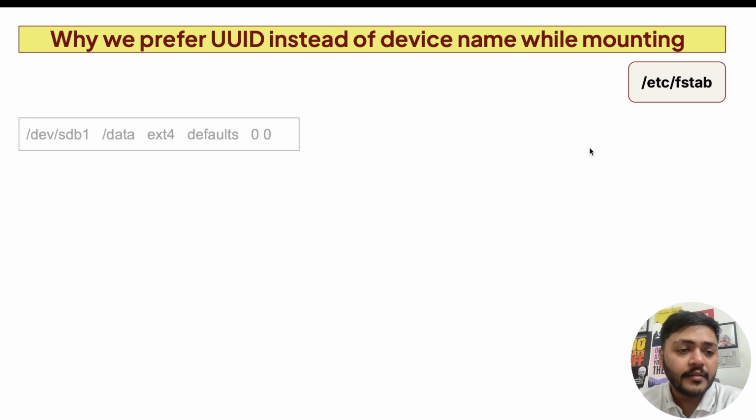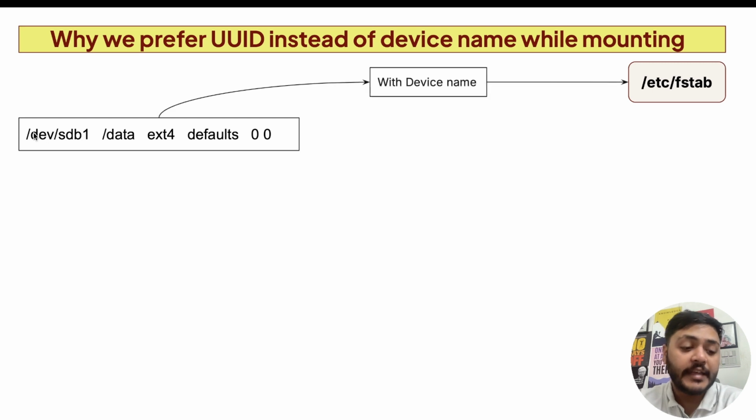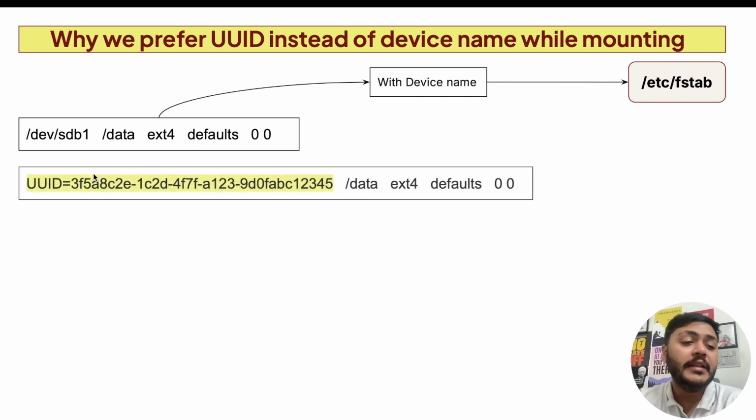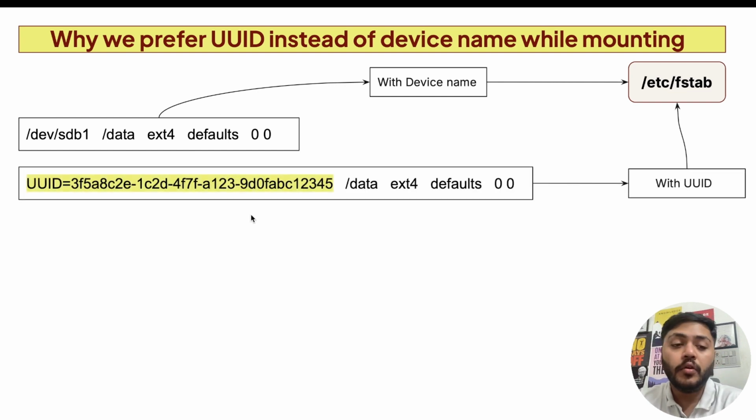There are two ways. With this /dev/hdb1, this is nothing but your device name. You can mount your file system or partition using the device name, and mostly in practice or test environments, we mount it with the device name only. The second option is with the UUID. You can mount your file system in the /etc/fstab file with a UUID as well. You can make an entry with UUID.